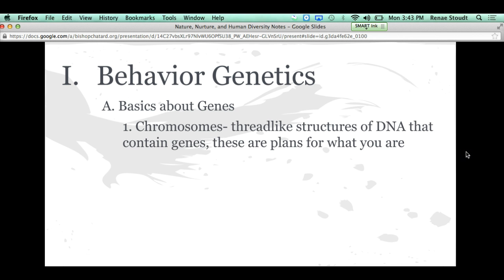Chromosomes. Chromosomes are the thread-like structures of DNA. We're going to talk about chromosomes, DNA, and genes. So chromosomes are the big picture. These are the plans for what you are. This includes not only physical characteristics like eye color and hair color, but behavioral characteristics can also be included in your chromosomes.